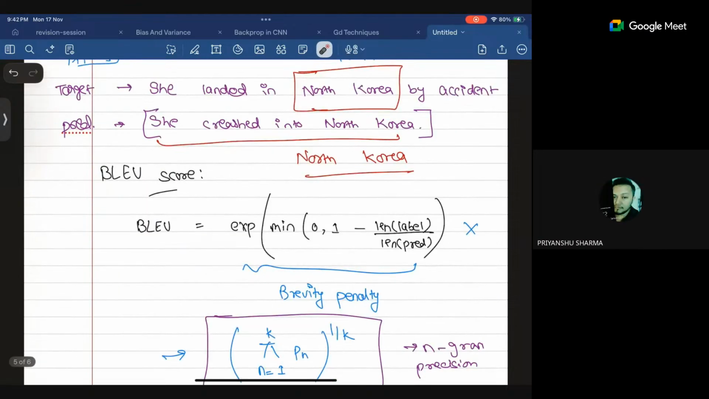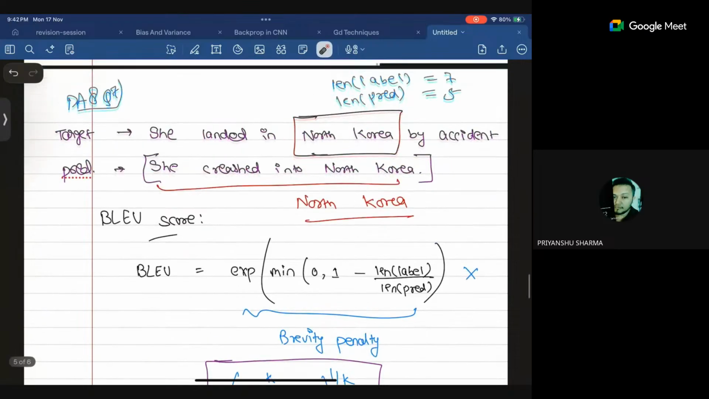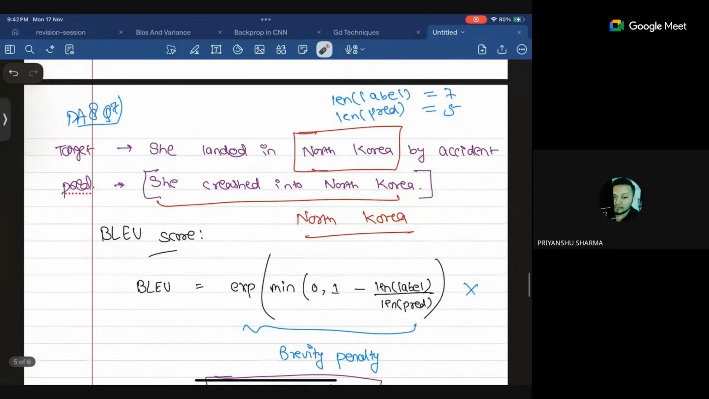Sir, how do we get 7? The length of the label is 7: 1, 2, 3, 4, 5, 6, 7. Okay, entire sequence. Okay, the min was there in the formula. It's correct only, then only you will penalize, right?